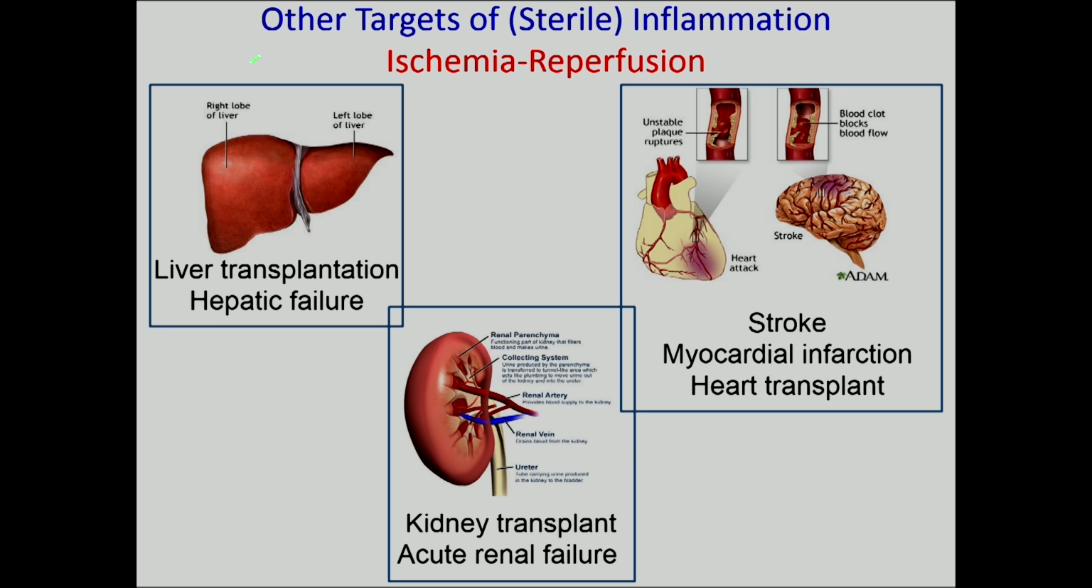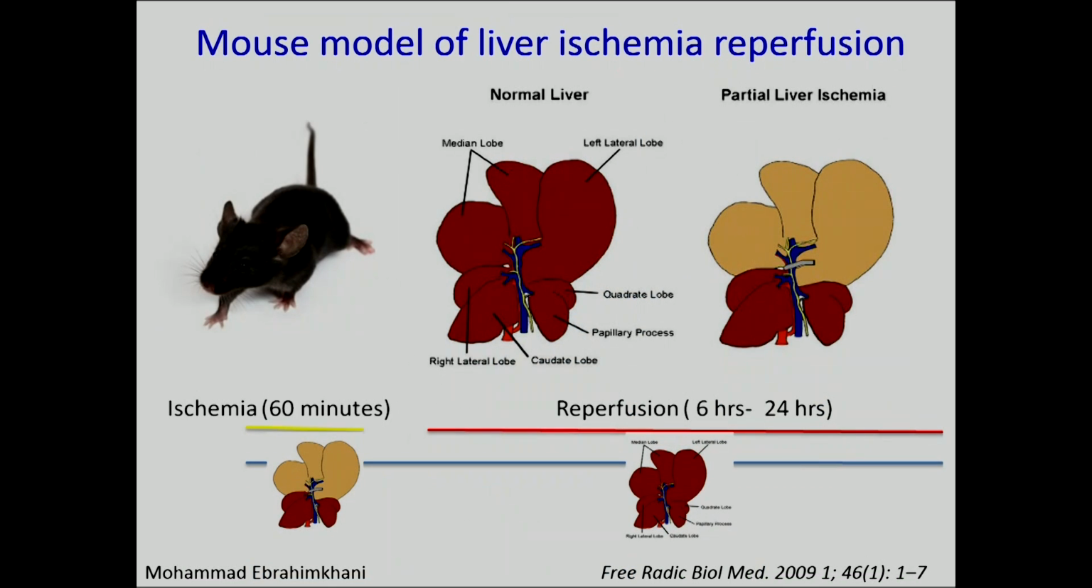And we've looked at ischemia reperfusion in liver, kidney, and in the brain. We haven't yet looked in the heart. And so this was the liver ischemia reperfusion that we set up: cutting off blood flow to the large lobe for an hour, and then reperfusion for 6 hours or 24 hours.